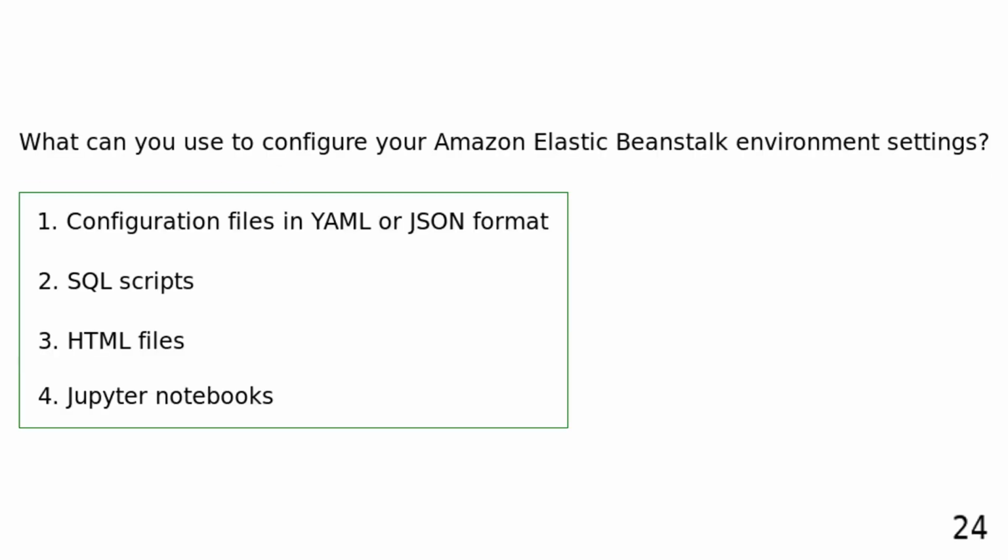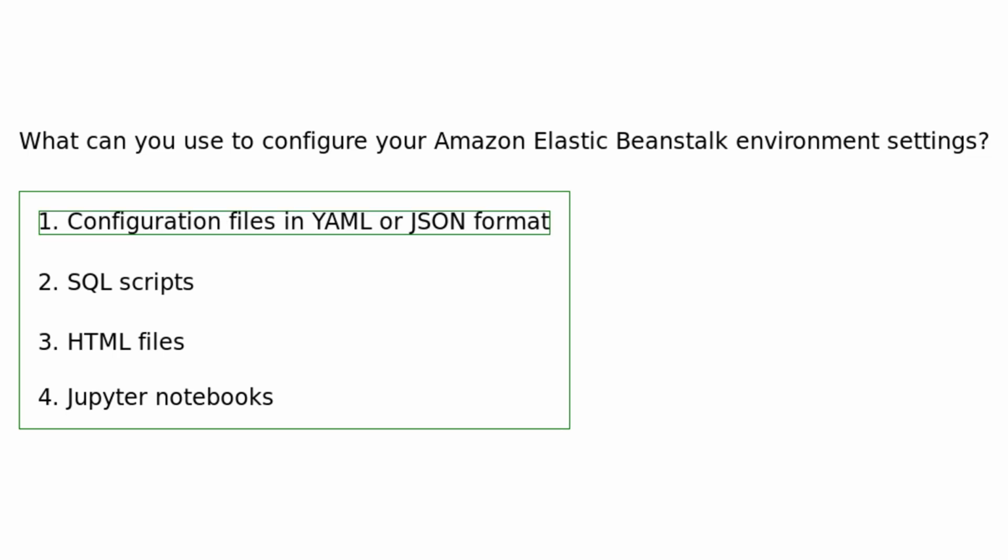What can you use to configure your Amazon Elastic Beanstalk environment settings? Configuration files in YAML or JSON format. SQL scripts. HTML files. Jupyter notebooks. Environment settings can be configured using YAML or JSON configuration files in Elastic Beanstalk.